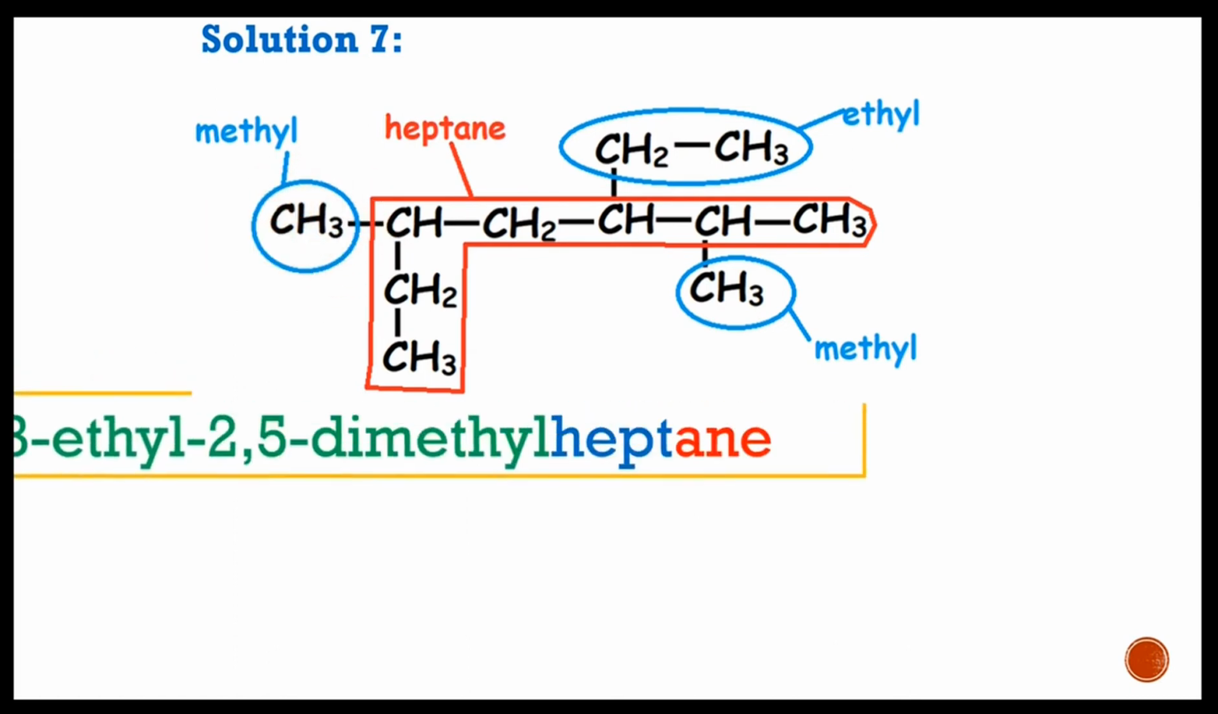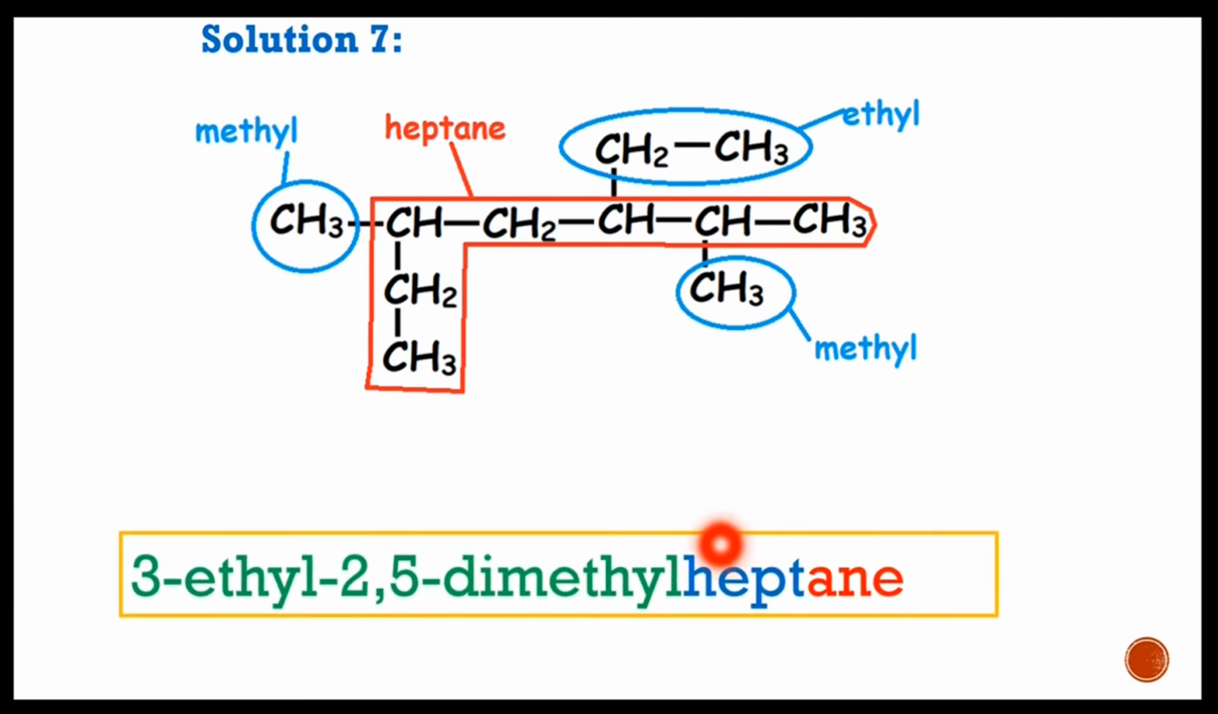So in naming, we name our parent chain as heptane because it has 7 carbon atoms. Then we have dimethyl because we have 2 methyl substituents. Their locations will be, when you count from here, 1, 2, 3, 4, 5: 2 and 5. This one is 5, the other is 2. Then ethyl is 3. So 3-ethyl, 2,5-dimethyl heptane.